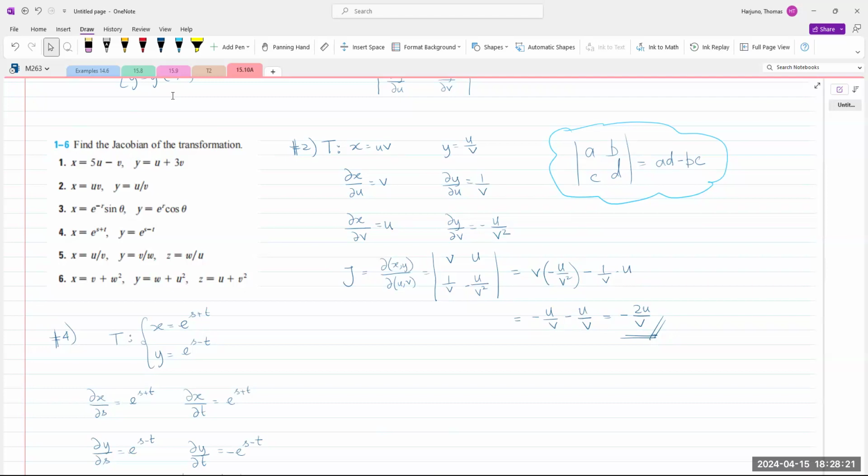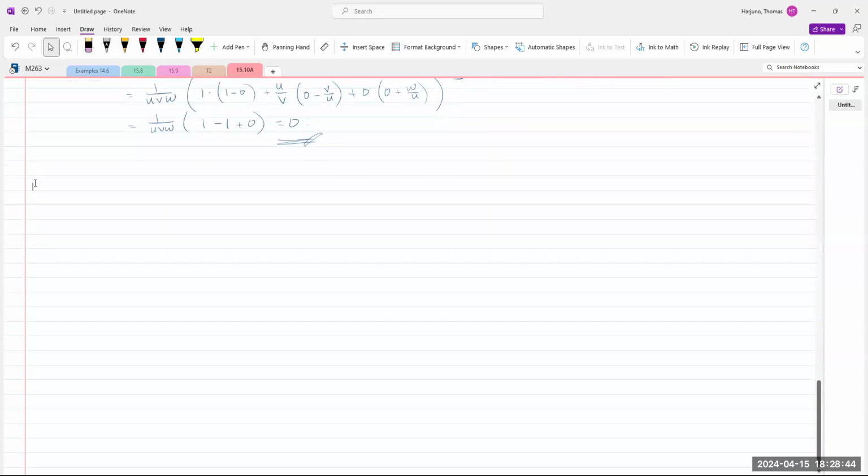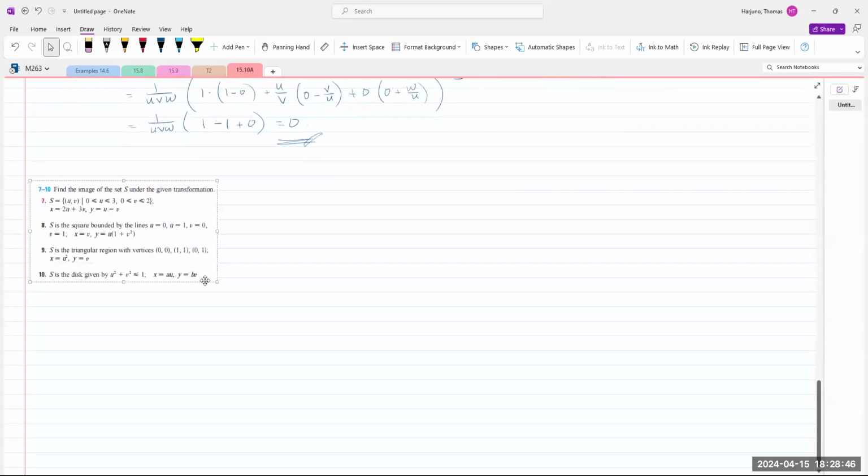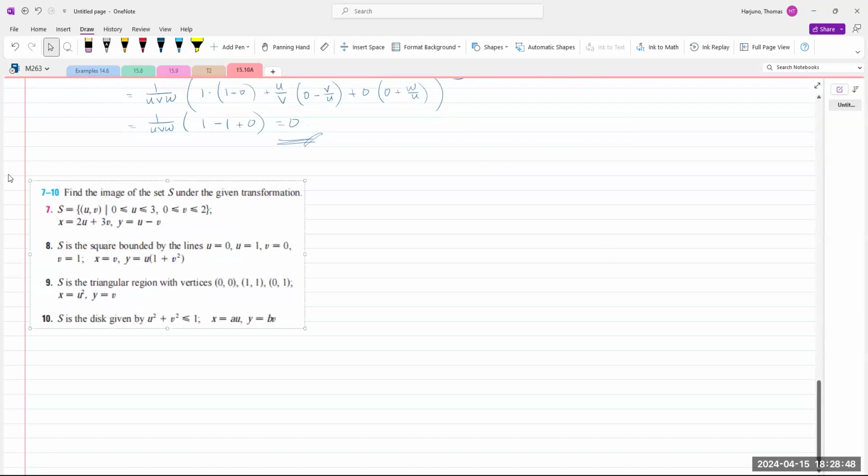As much as you think this is difficult, this is the easiest part for this section. Okay, let's do the second part, number 7 to number 10. I will do the even numbers, of course. For odd numbers, you try to do it yourself and then see if you get it right.